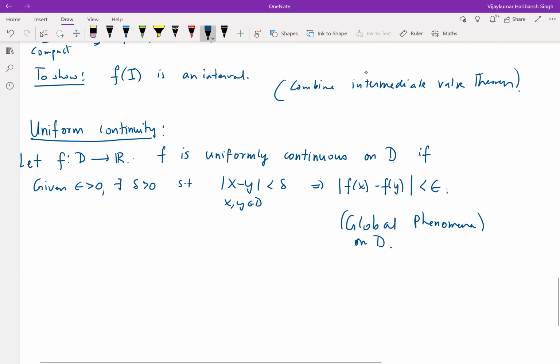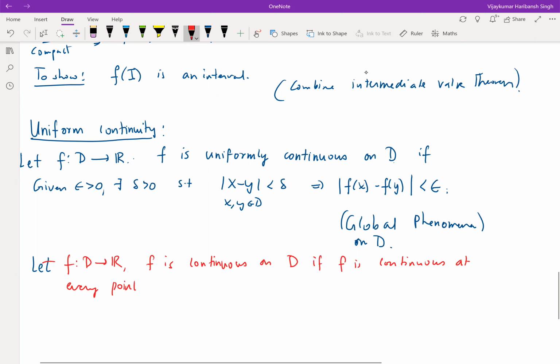So let me just write down the definition of continuity so that you can compare. Let's use a different pen. Let f be a function from D to R. f is continuous on D if f is continuous at every point C in D. So you see, you do not talk about continuity without appealing to a point inside D.